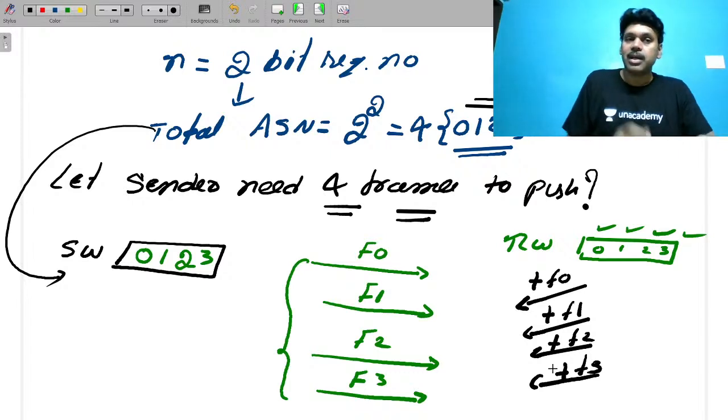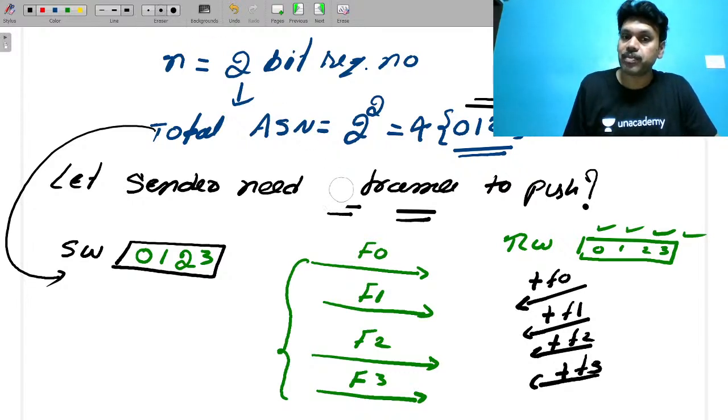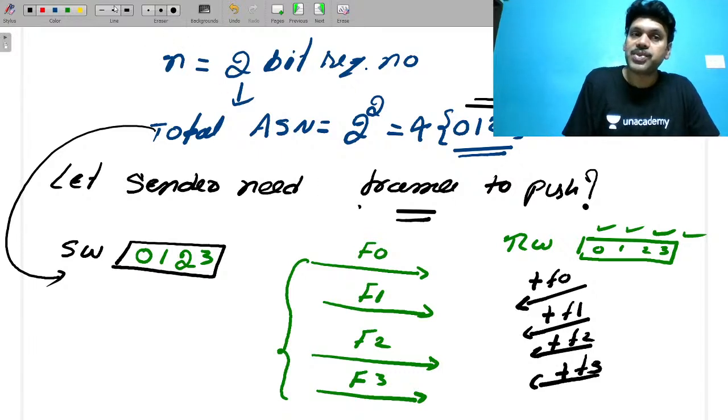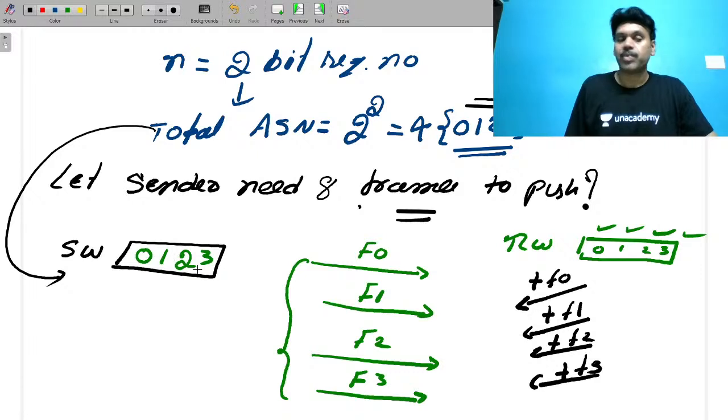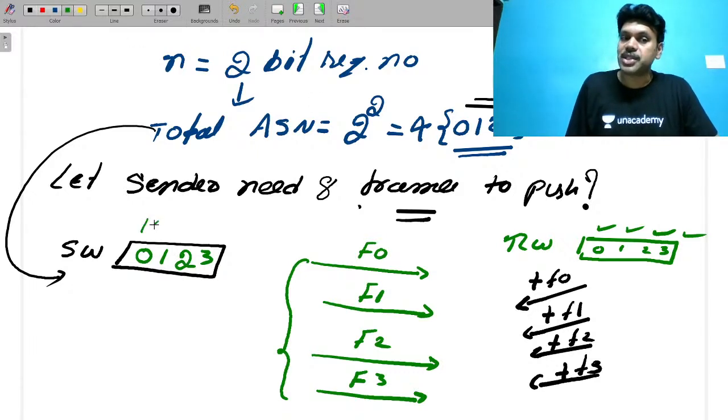Right? Now I am increasing the number of frames you want to transmit. I want to say that he wants to transmit 8 frames. Please observe. Now initially this is your first set. First set of 4 frames. Once you get the acknowledgement, please understand. Once he gets the acknowledgement, then he is ready to transmit the second set.